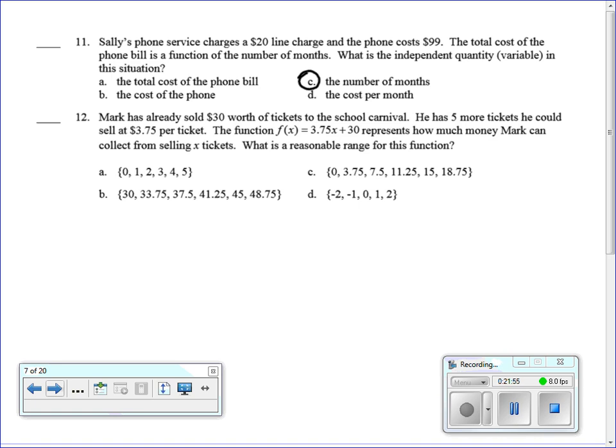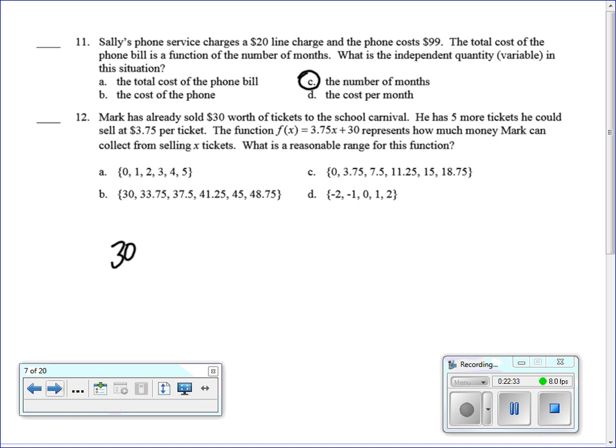Looking at 12. Mark has already sold $30 worth of tickets to the school carnival. He has 5 more tickets he could sell at $3.75 per ticket. The function 3.75x plus 30 represents how much money Mark can collect from selling x tickets. What is a reasonable range for the situation? Well, we know that he has already sold $30 worth of tickets. So even if he doesn't sell any, he's still going to have $30.